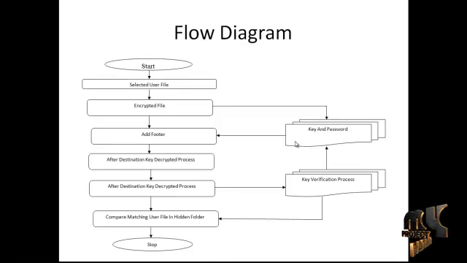After the destination key decrypting process comes key verification. After that, the key is compared to match the user file in the hidden folder, and the other user sees our user folder. That folder should appear as an empty box; when the file is inserted, the file size is displayed but the file itself is not displayed in the folder. After the destination key decrypt process, the key verification should be correct. Only then is the file given to the user; if the key verification is not correct, we can't give the file to the user.